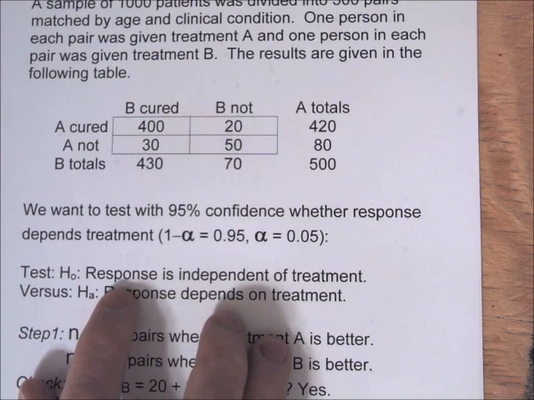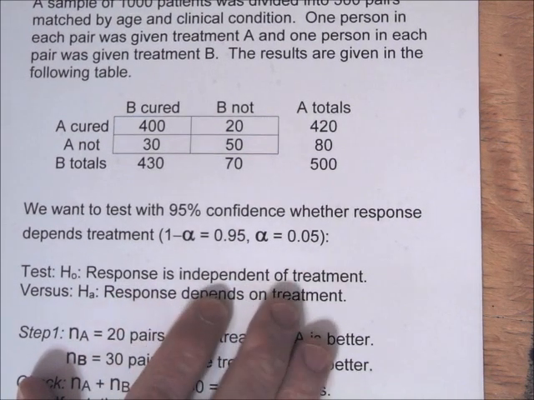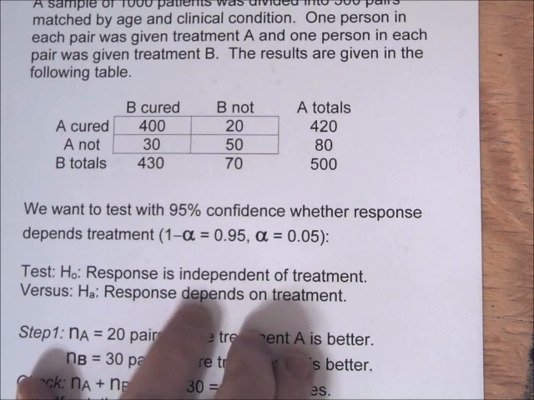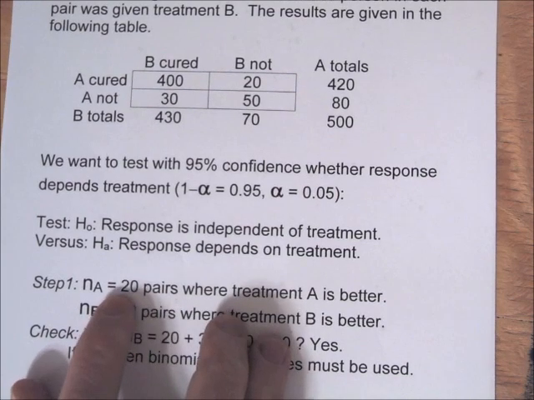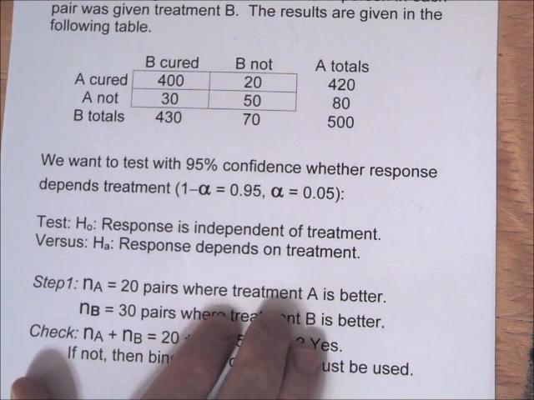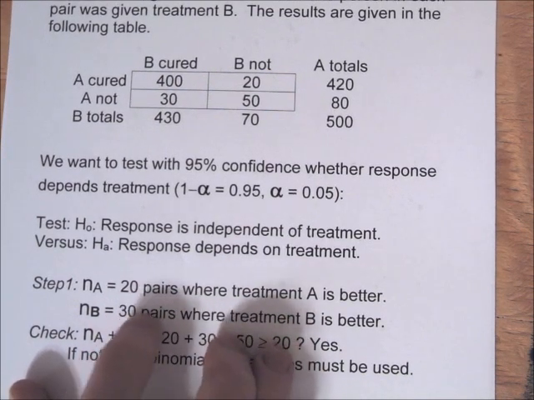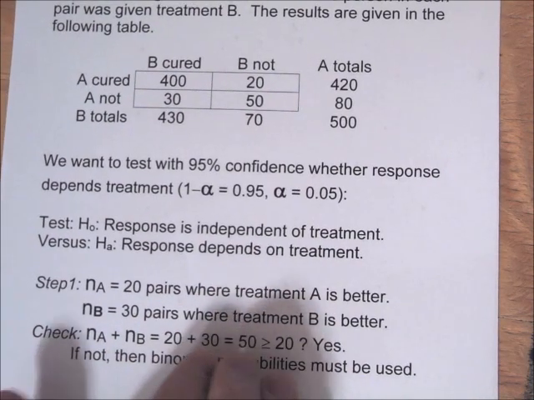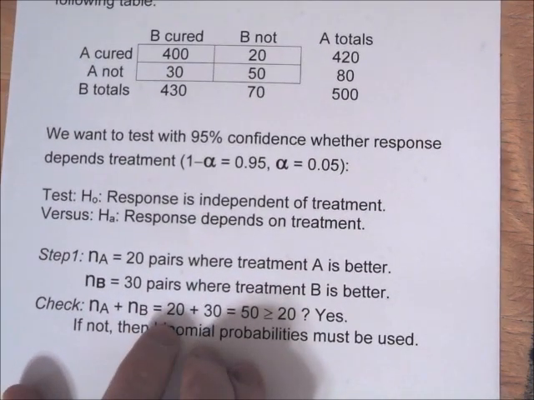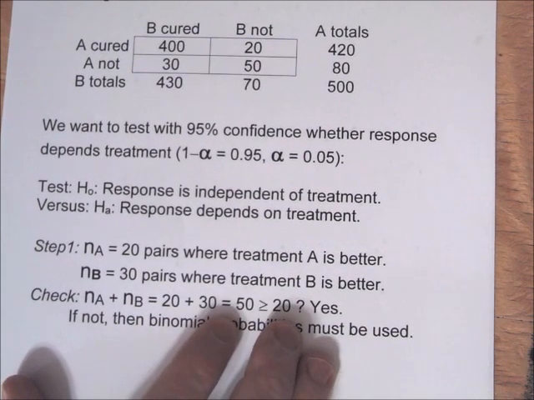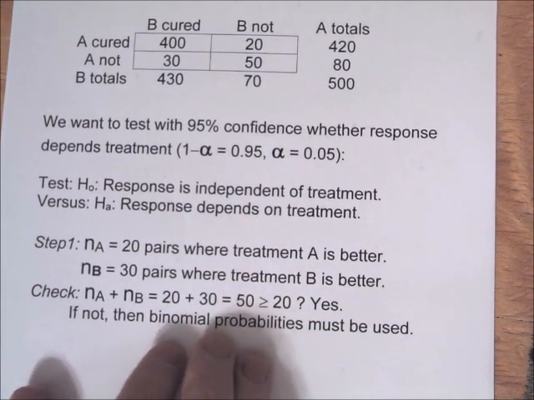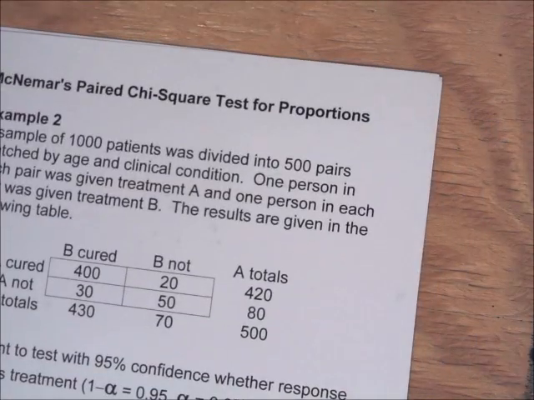Okay, so the null hypothesis: response is independent of treatment. Alternative: response depends on treatment. And the discordant pairs, NA, 20 pairs where treatment A is better, and NB, 30 pairs where treatment B was better. I want to check that NA plus NB has to be at least 20, and 20 plus 30 is 50. That's more than 20. That's a yes. If not, you could use binomial probability.